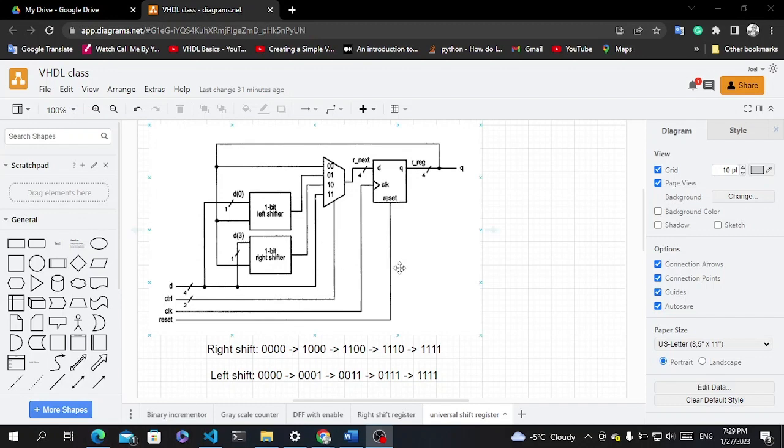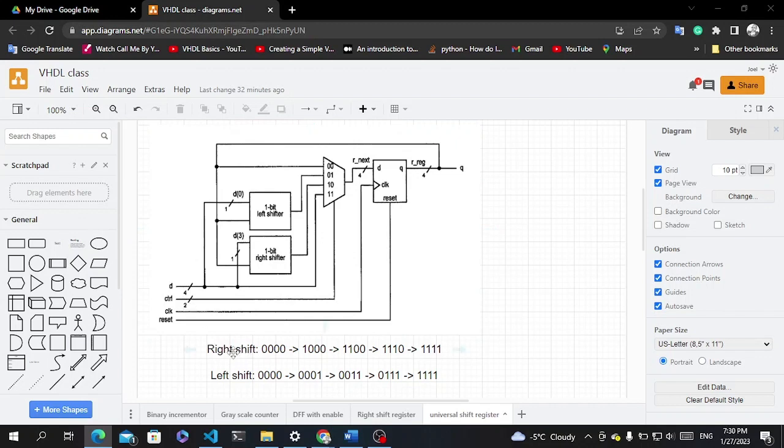So in this video, we will be designing a universal shift register, where a universal shift register basically loads data in parallel and performs a shift in either direction, either right or left. And in this case, there are 4 operations: we have our load, shift right, shift left, and pause.